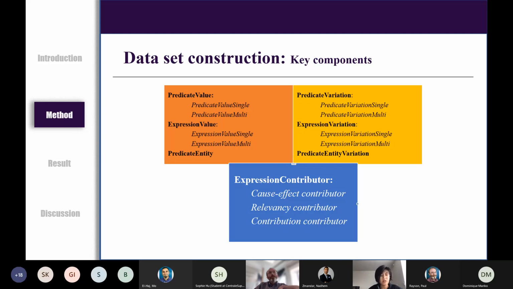of an indicator. And the key components in the second category are used for describing a variation, and the logic is the same as the first category. And expression contributor is used for describing the relation between 2 parts of a sentence. According to the relation type, they can be further divided into cause-effect contributor, relevancy contributor, and contribution contributor.